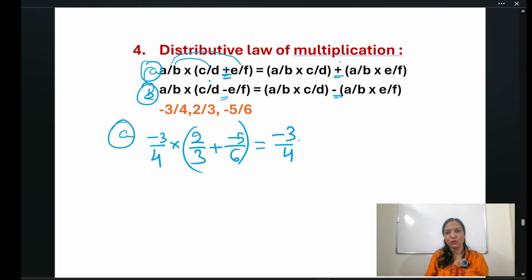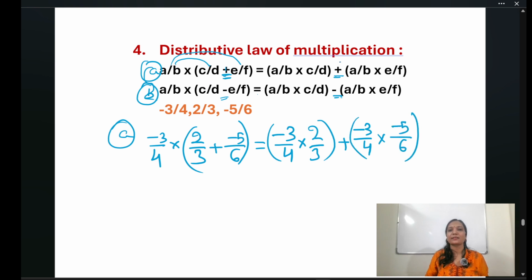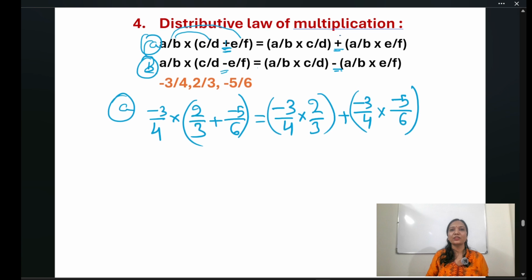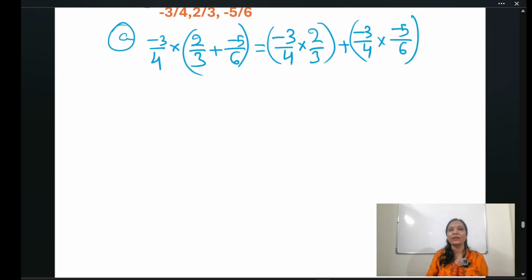Minus 3 by 4 into 2 by 3, plus, so plus we have to write again a by b, which is minus 3 by 4 into e by f, means minus 5 by 6. This is our distributive law of multiplication under addition. Now we have to prove this. So how to prove? Let's write first LHS.